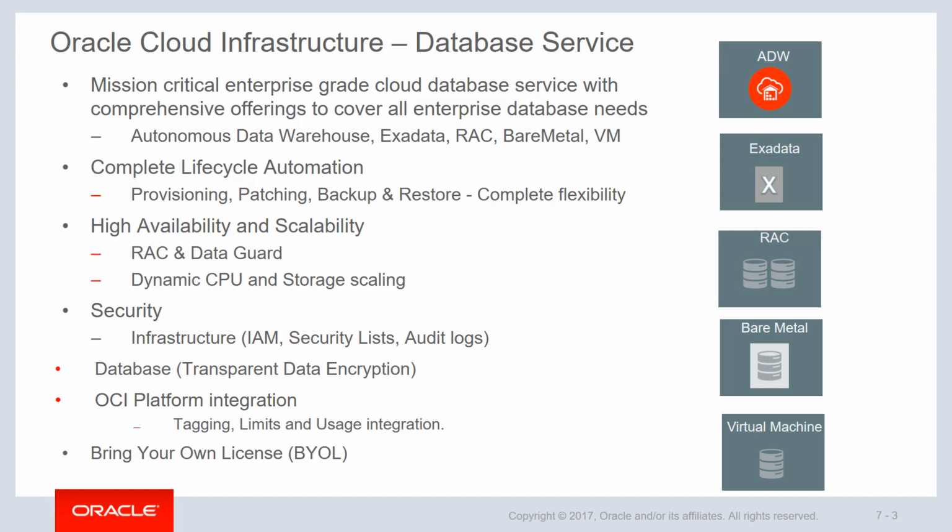There's also transparent data encryption enabled by default across the board, and existing OCI platform integration giving you the ability to perform tagging and identify limits and service usage integrations. The Oracle Cloud Infrastructure Database Service also offers a bring your own license option. So for customers migrating their on-premises database workloads to OCI, if they already own those perpetual database licenses, there's no need to purchase additional licensing.